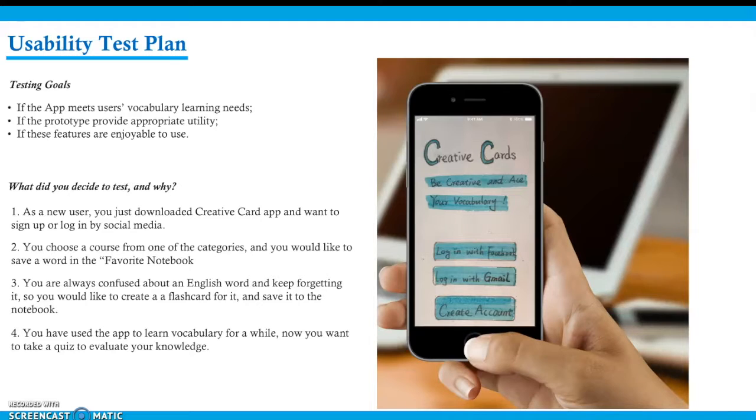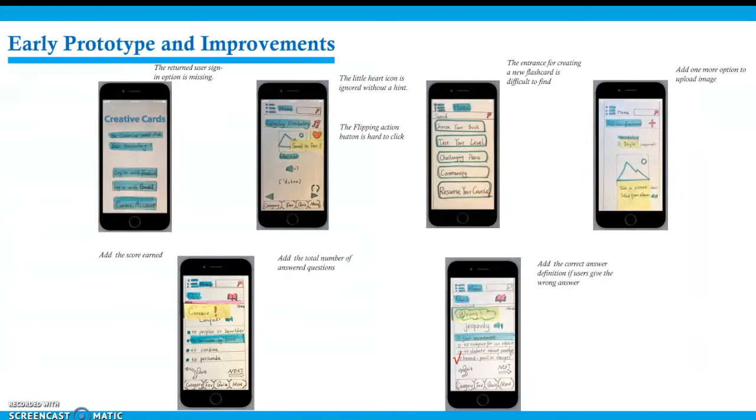Well, the usability testing results are very helpful to eliminate the problems and solve them. First and foremost, I forgot to create a return user sign-in option, which is a severe problem. Then, when saving a specific word, the little heart icon is easy to ignore without a hint, so I added a note to notify new users it's clickable to save a word.